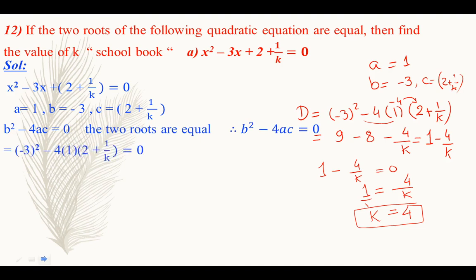Substitute. You will find that 9 minus 8 minus 4 over k equals 0. 9 minus 8 equals 1, so 1 minus 4 over k equals 0. Negative 4 over k will go to the other side, so 4 over k equals 1. Cross multiplication, so k equals 4. Okay? So k equals 4.